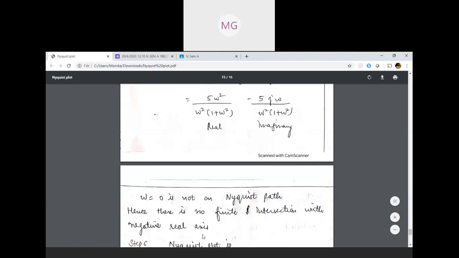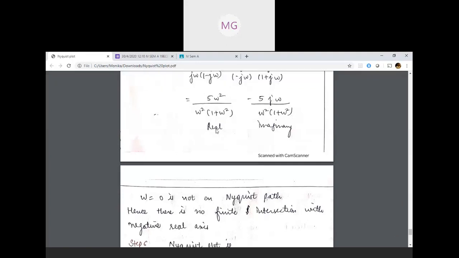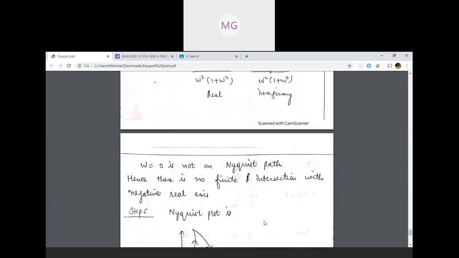I told you, after getting the value of omega, you have to substitute the value of omega in the real and imaginary parts so as to get the point of intersection of the Nyquist plot with the negative real axis. Since you get the value of omega as 0, that means omega equals 0 is not on the Nyquist path, hence there is no finite intersection with the negative real axis and you can just skip it. Okay.